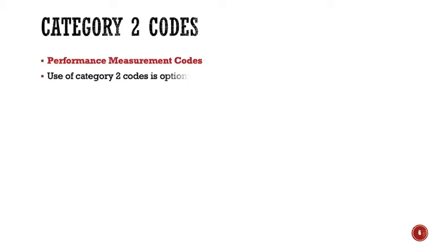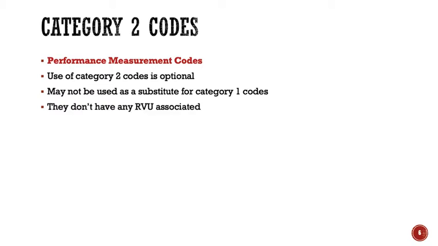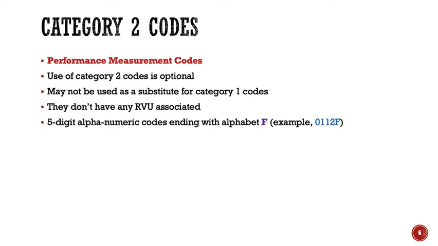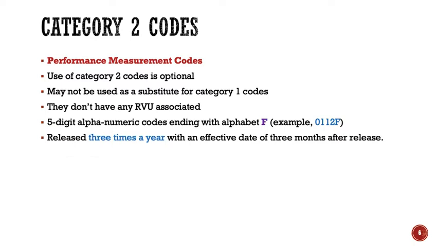After Category 1 codes, let's understand Category 2 codes. These are performance measurement codes. The use of Category 2 codes is optional. Category 2 codes may not be used as a substitute for Category 1 codes. And they don't have an RVU associated with them. Category 2 codes are 5-digit alphanumeric codes ending with the letter F. These are released 3 times a year with an effective date of 3 months after release.